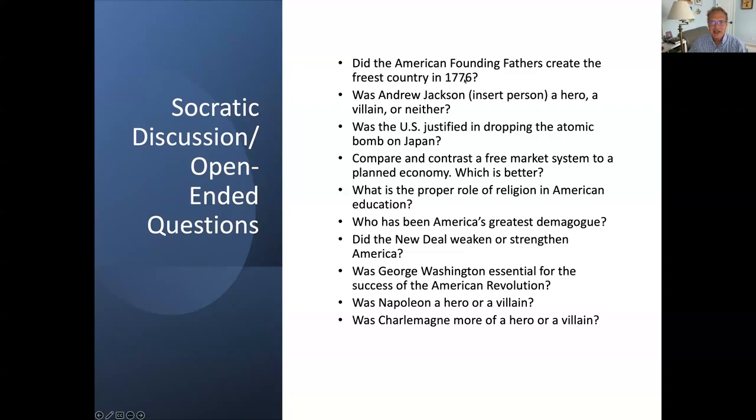Second one, was Andrew Jackson or anybody in history a hero, a villain, or neither? So in one of my classrooms right now, we are studying the age of exploration. And so we had a discussion about Christopher Columbus. Was he a hero, a villain, or neither?